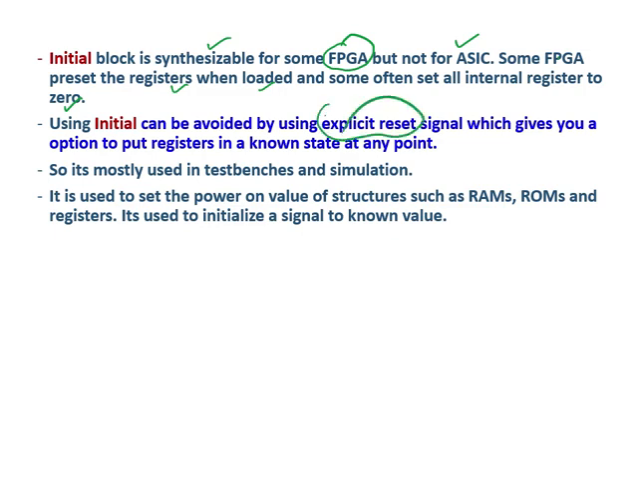For example, you remember that when designing a sequential design, what do we write? If the reset signal comes, then we set, for example, count equal to 4-bit 0. So we are initializing this variable, right? So why use an initial block to initialize variables when initial blocks are not synthesizable? If we want to avoid the initial block, we can use this explicit reset signal, which gives you an option to put the register in a known state.